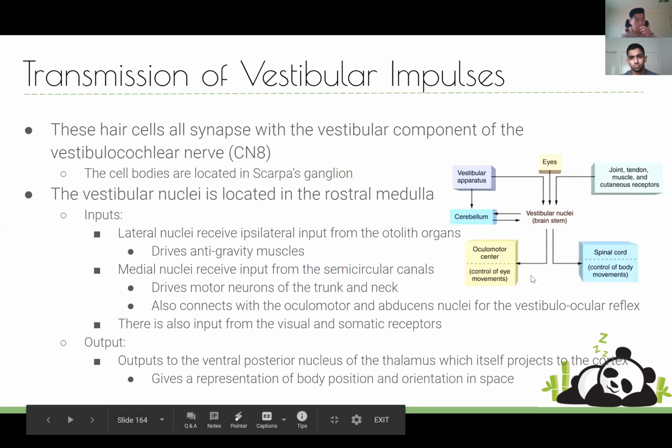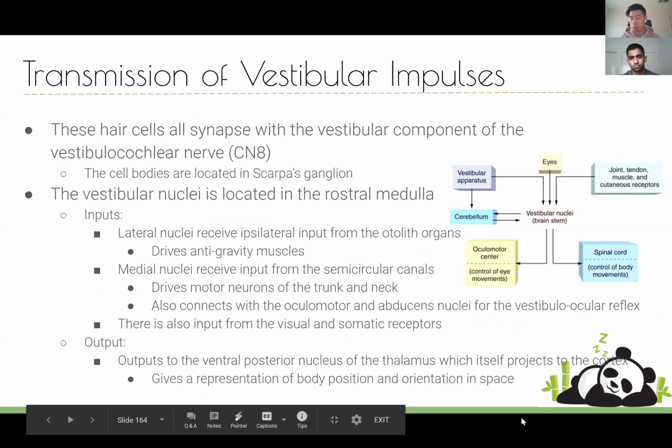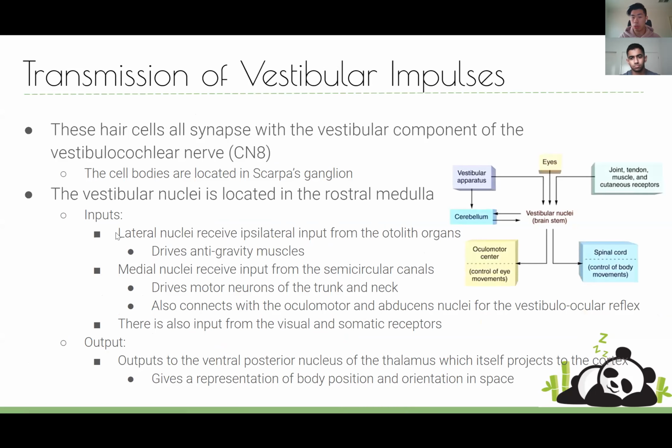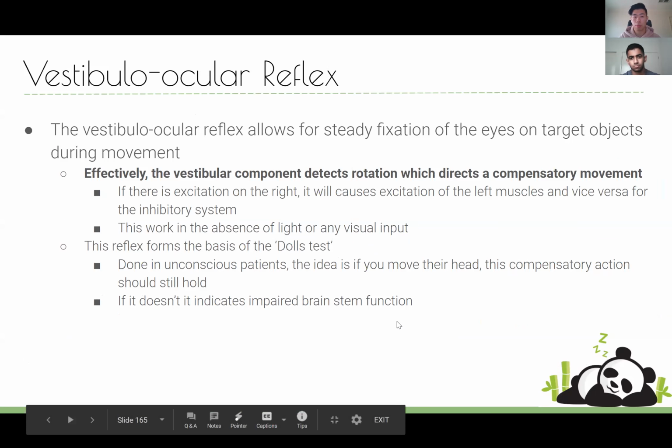This is not the most important slide ever, but this is the vestibular inputs and where they go. These will all synapse to the vestibular component of the vestibulocochlear nerve at Scarpa's ganglion. These are located in the rostral medulla, and these three inputs, and this is the output, which is just the balance aspect. So the inputs are the lateral nuclei from the otolith organs, the semicircular canals, and then visual inputs.